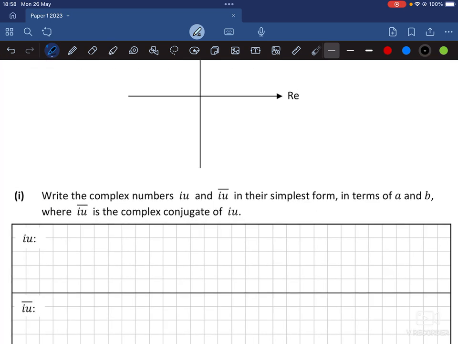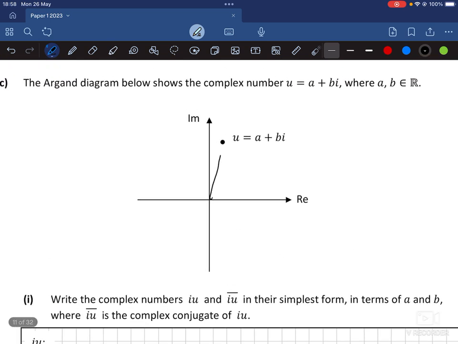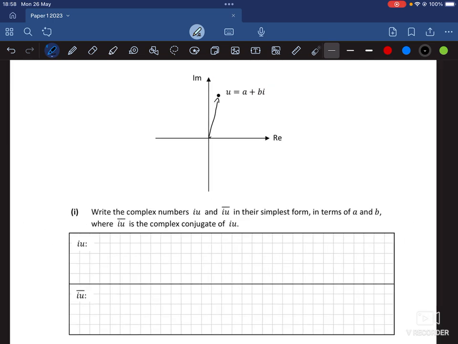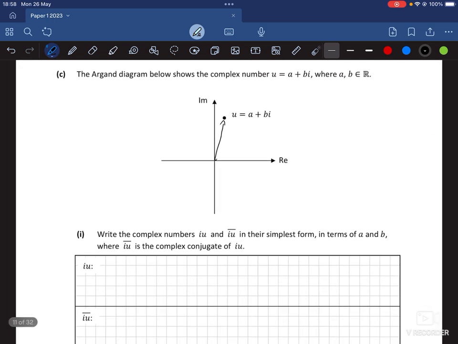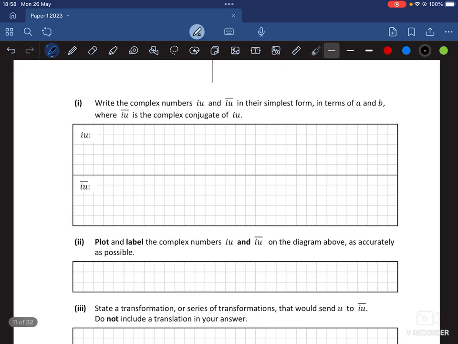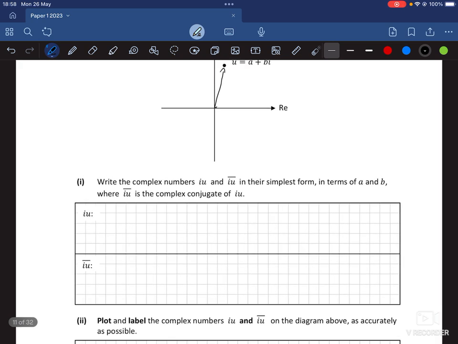So this is a complex number here. This is u. Then we're told to write the complex numbers iu. Oh, sorry, okay, we have to do it in the terms they want. I didn't realize that. Okay. We are asked to plot them. Alright, so the first part isn't too bad. It's just a bit of maths. We should be able to do that, no bother. 2023. So I'm just pulling up the marking scheme now.